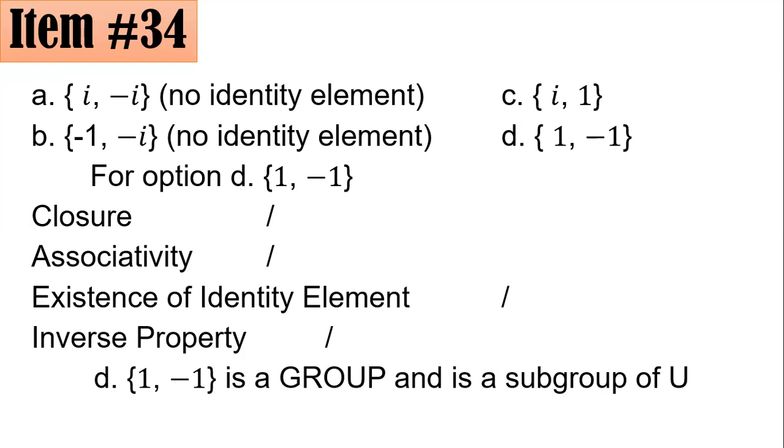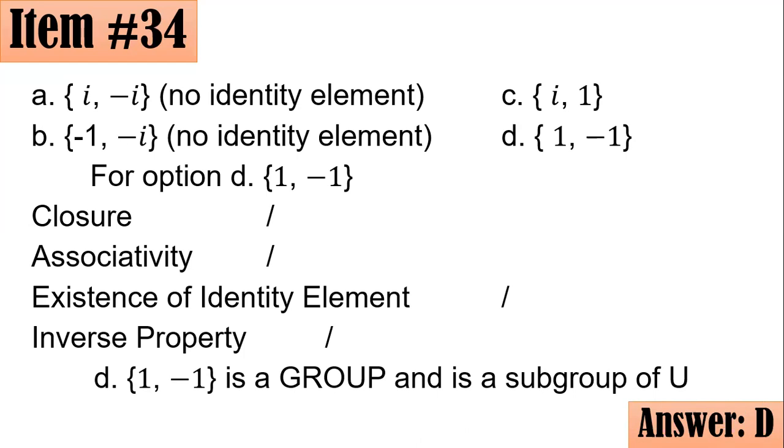Note that letter C option is not a group for this reason, and I'll give you an example. If it does not satisfy closure, for example, i times i times i will be i squared, which is -1. And clearly, -1 is not an element of set C. So here, it already violates the closure property. That's why D is the correct answer here.